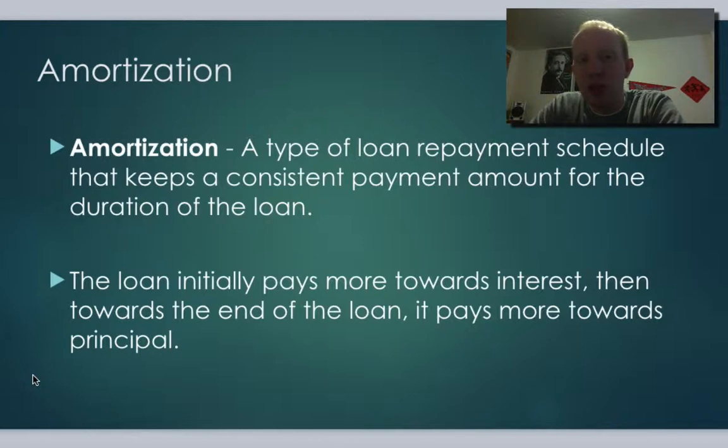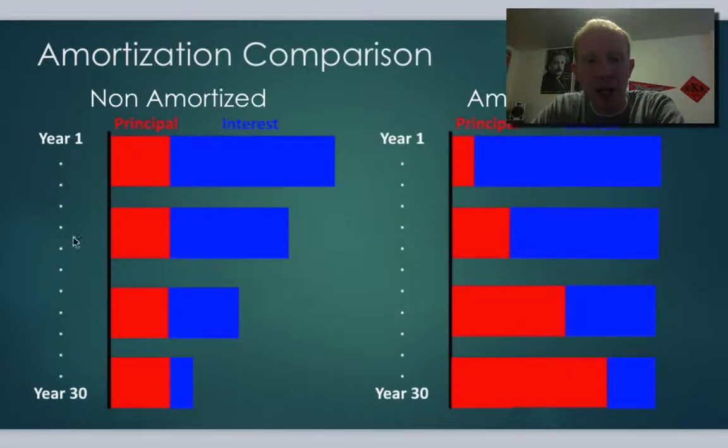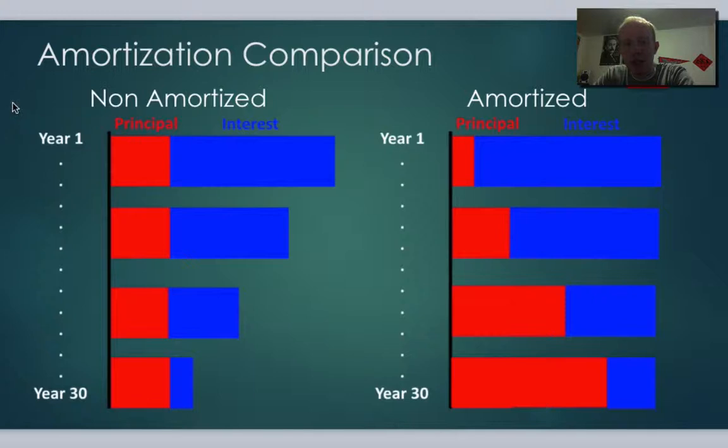But let me show you what this actually looks like. Keep in mind when we calculate that monthly payment, that equation I showed you, I said it was an overestimate. And because of amortization, that's why it's an overestimate. It comes down to this idea right here. We have two types of loans, non-amortized and amortized. And this calculation that I was showing you was for a non-amortized loan.